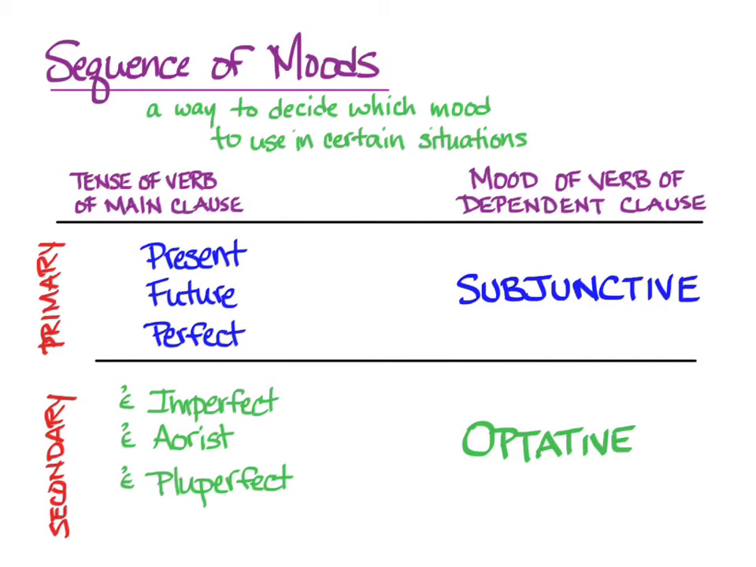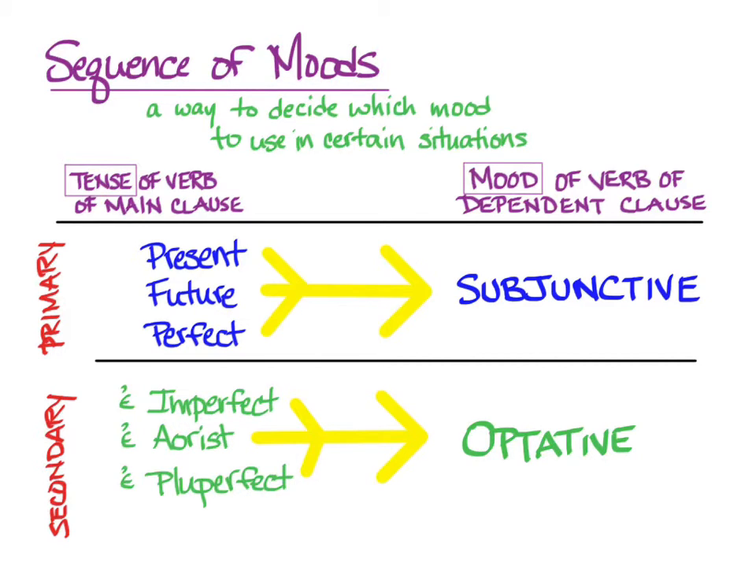Now, if the main verb is present or future or perfect, then your dependent verb will go in the subjunctive mood. And if the main verb is imperfect or aorist or pluperfect, then your dependent verb will go in the optative mood. So in those situations, when you choose between subjunctive and optative according to the sequence of moods, you look at the tense of the main verb to decide what sequence it is and choose the mood of the dependent verb accordingly. Primary leads to subjunctive and secondary leads to optative.